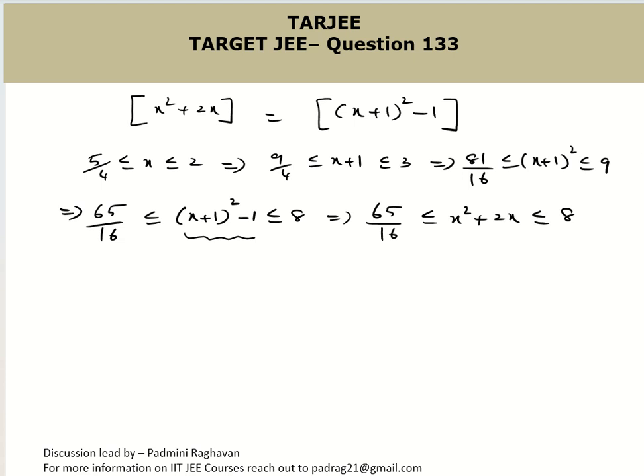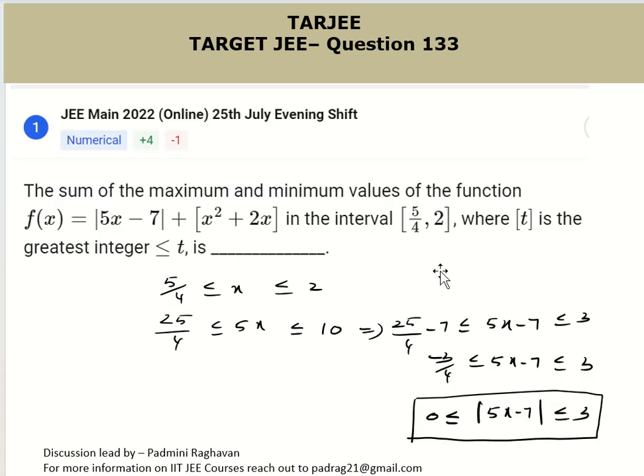So what are the values GIF of x square plus 2x will take? x square plus 2x will lie between 65 by 16 up to 8. 65 by 16 is 4 point something. So GIF can take values 4, 5, 6, 7. When x square plus 2x is equal to 8, GIF can also take a value 8. So we have understood the maximum value GIF of x square plus 2x can take is 8 and the minimum value is equal to 4. And we have already seen about modulus of 5x minus 7, it takes a value 0 to 3.